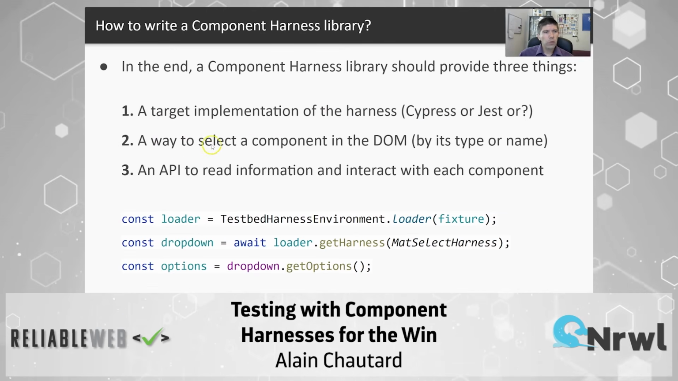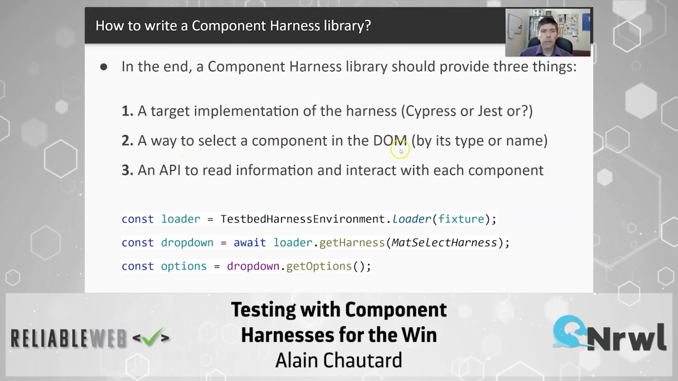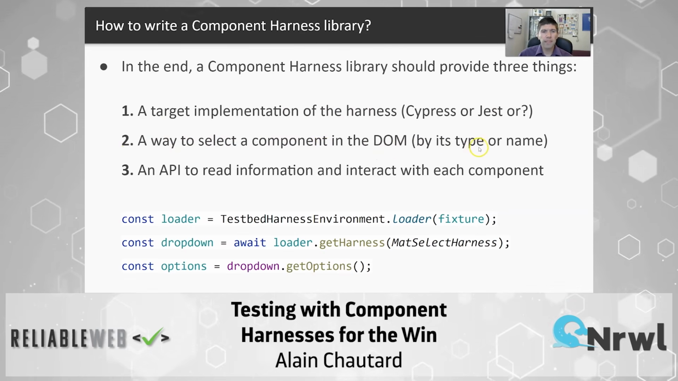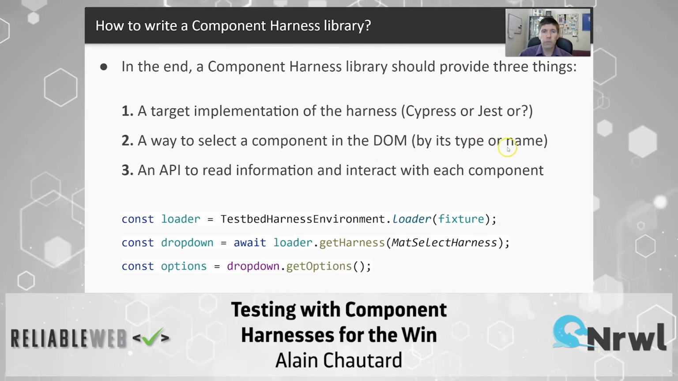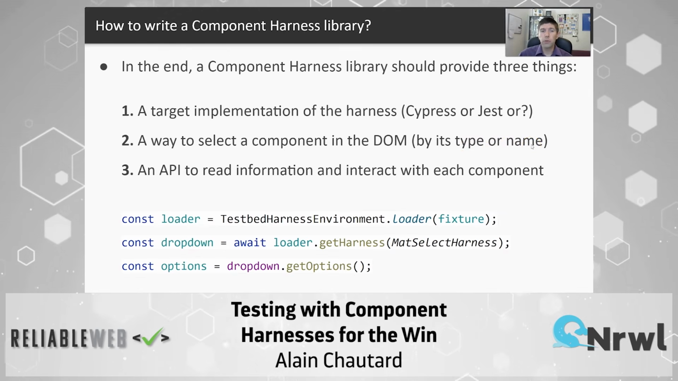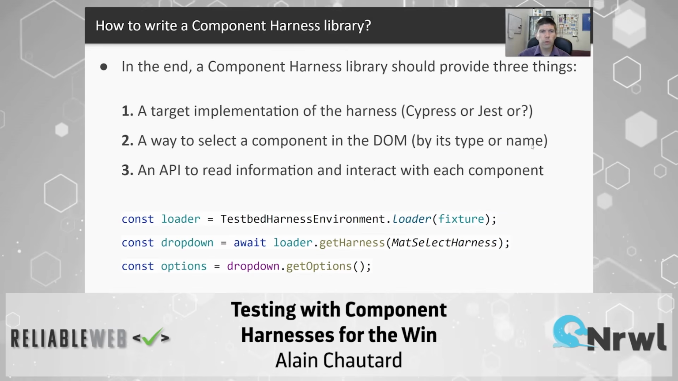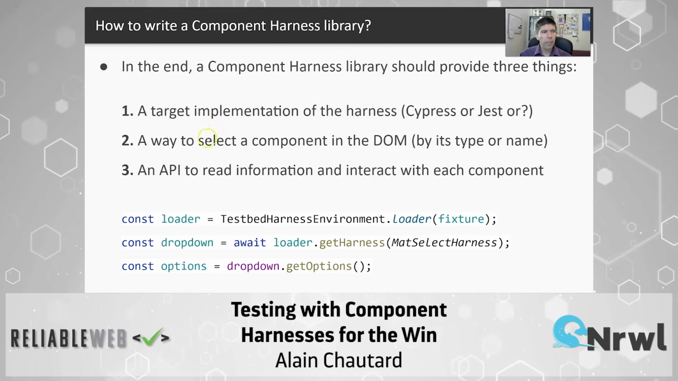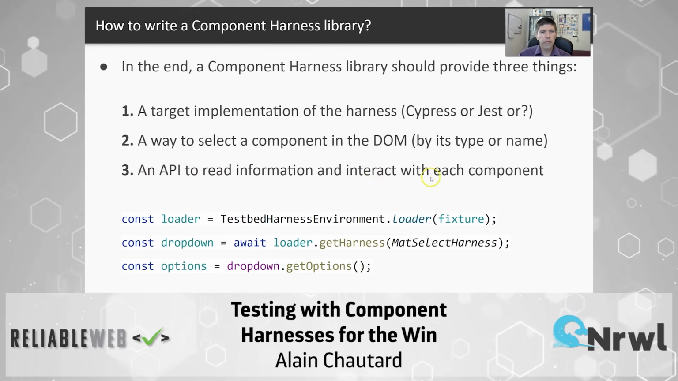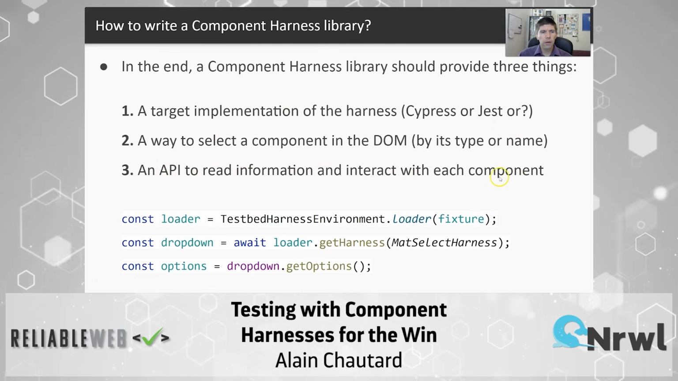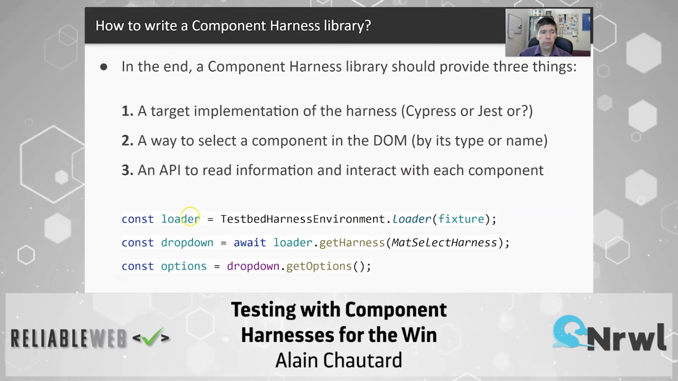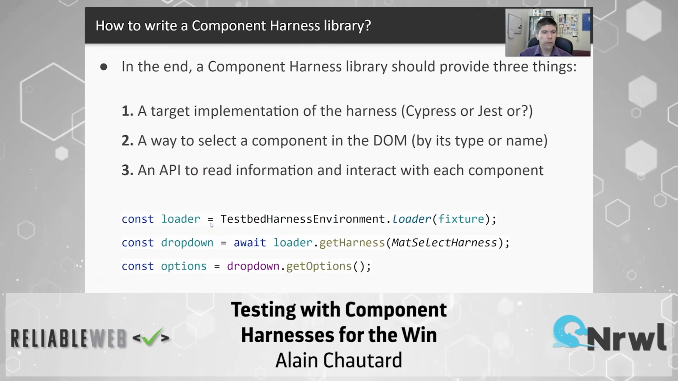Then we want to have a way to select a component in the DOM. Could be by its type, by its class, or just by a name. Could be a string, basically, or type, depending on the technologies we're working with. And then an API to read information and interact with each component, which is equivalent to the 3 lines of code that we have down here.